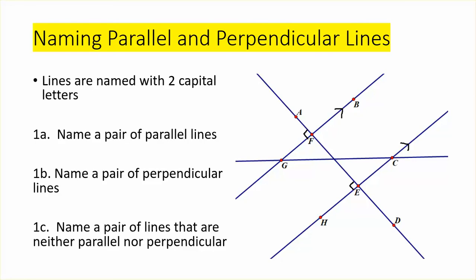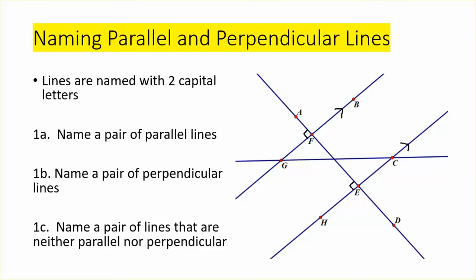Let's do another set of identifying parallel and perpendicular lines. You'll notice that this is highlighted in the top in yellow. That means that you should write down your answers to these 3 problems. So this is problem number 1. We're going to name parallel and perpendicular lines.